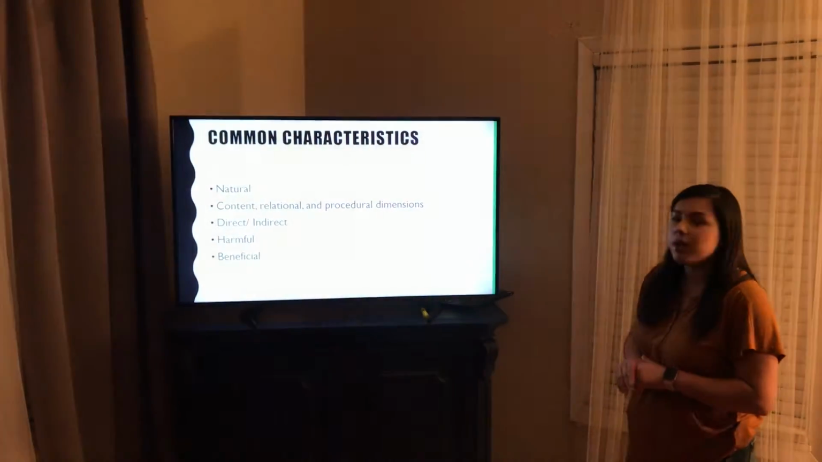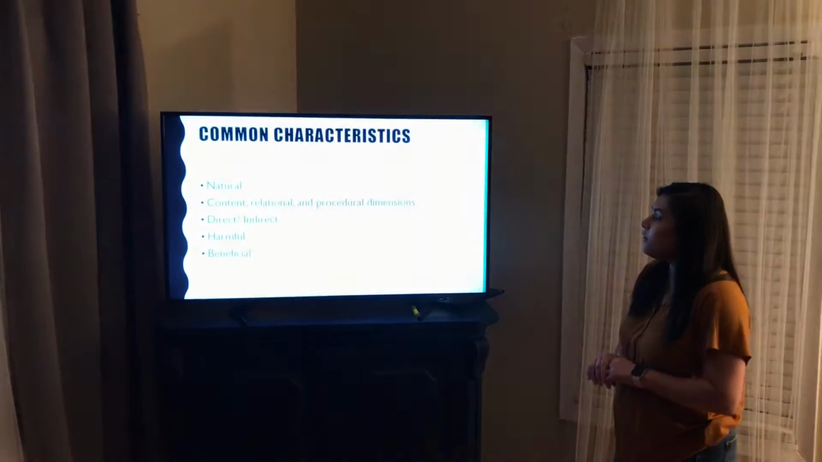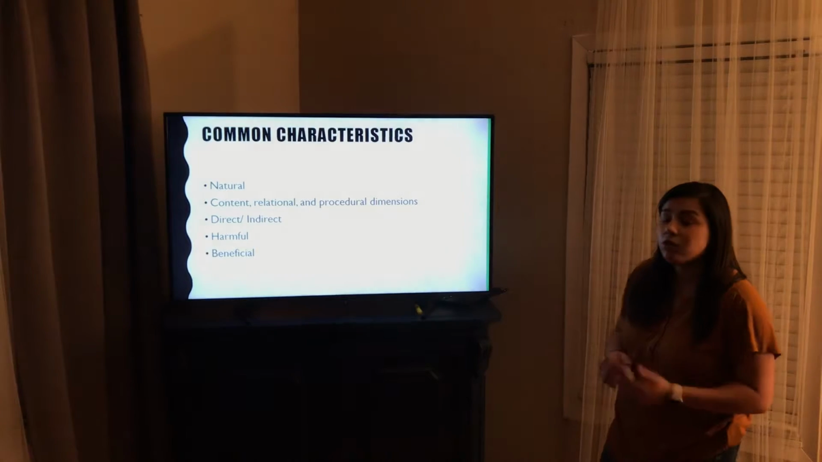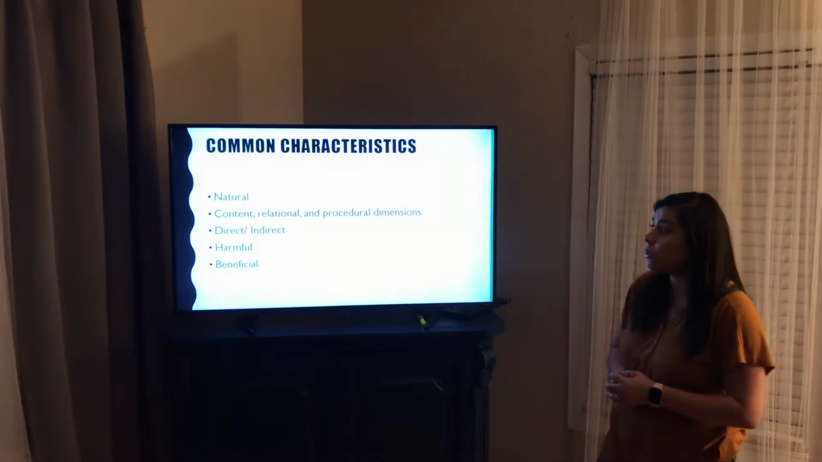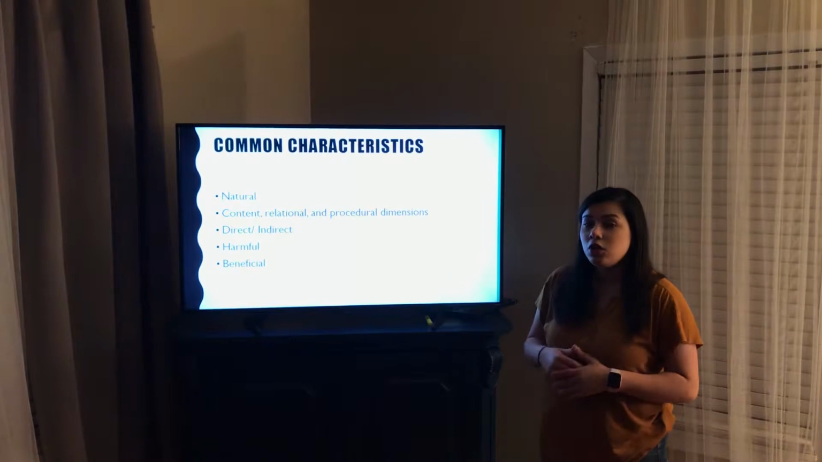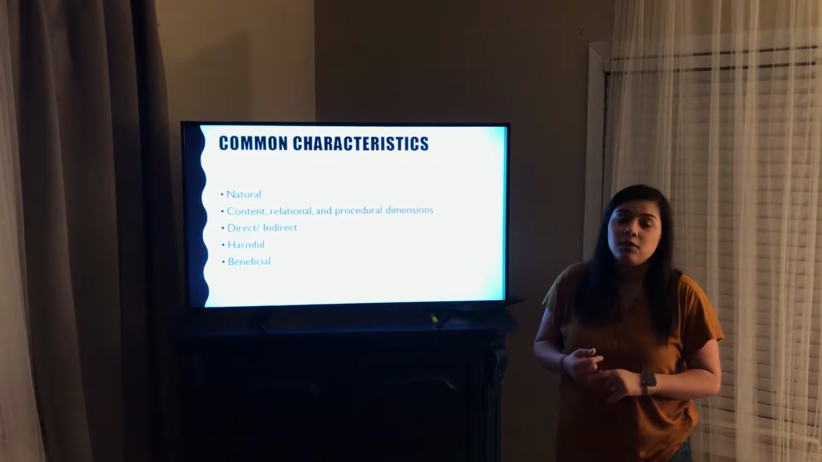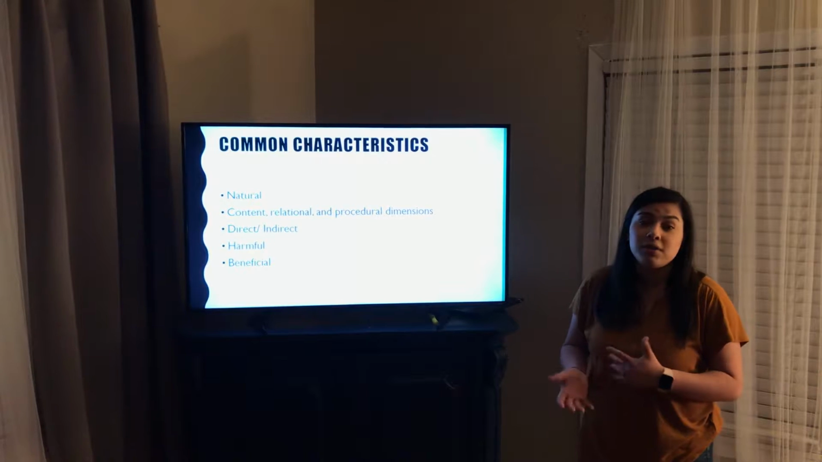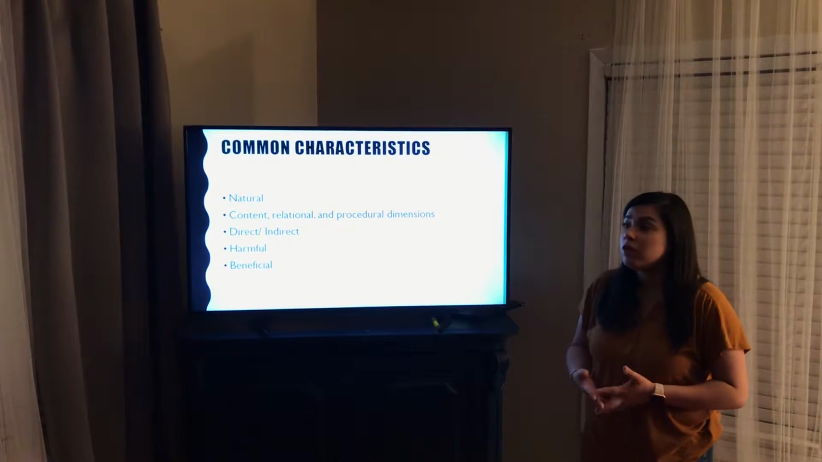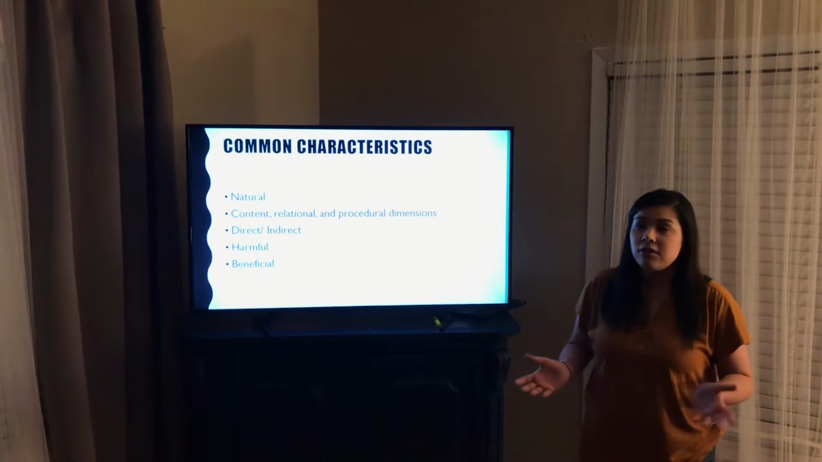Here are a few common characteristics of conflict. So first, it's natural. It's a natural thing to have disagreements between you and someone else. It's also content. That is when you and another party are having a difficult time seeing eye to eye on a specific topic, such as marriage, home style, the way you choose to live your life, and etc.